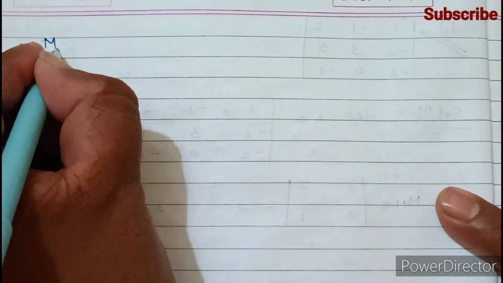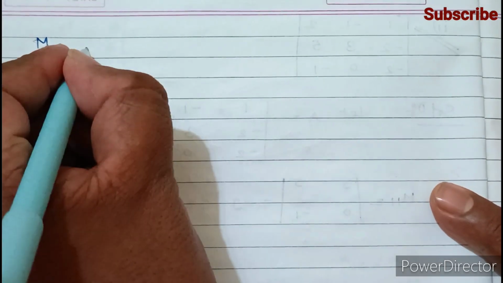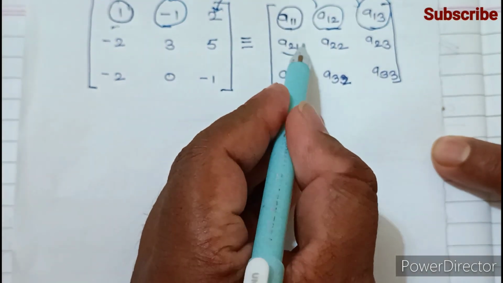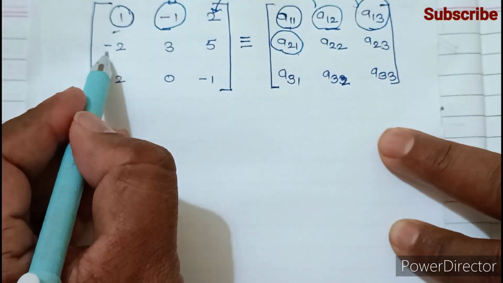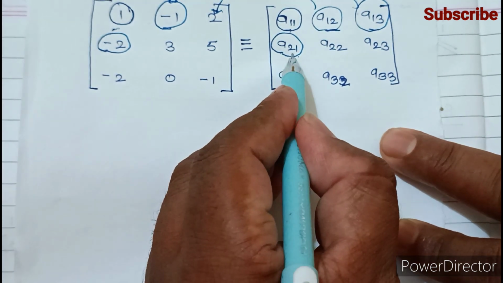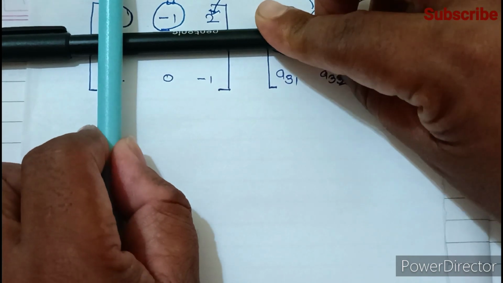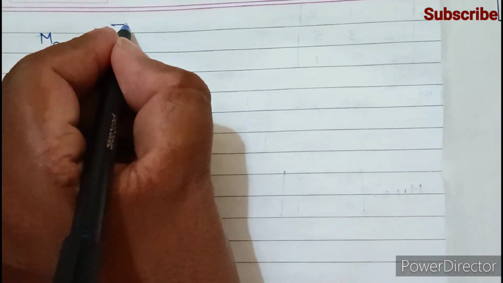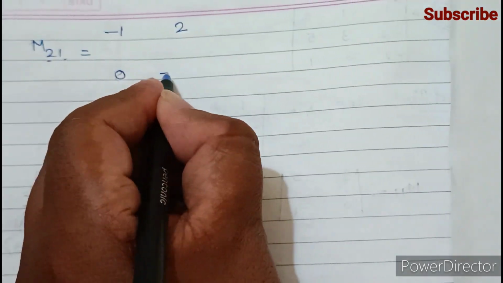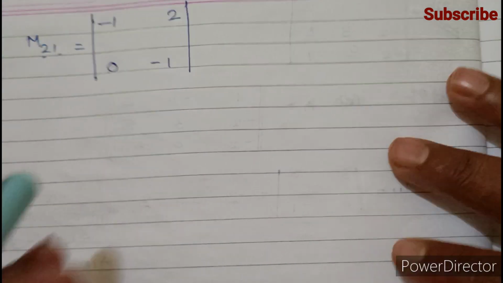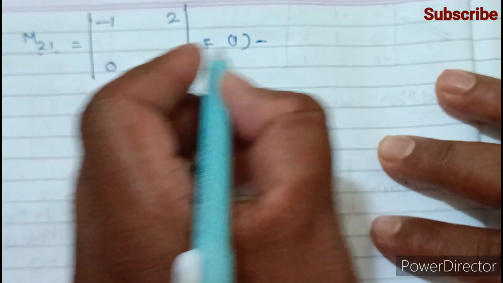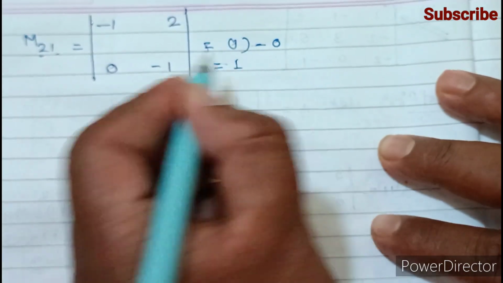Minor m21 means second row, first column. Here, by dropping, we have to find the minor of this position. A21 means the minor of minus 2, so we drop second row and first column. We get minus 1, 2, 0 and minus 1. Then the determinant of this will be minus 1 times minus 1, that is plus 1, minus 2 into 0, 0, so it will be equal to plus 1.